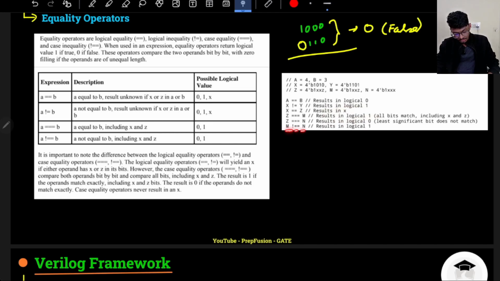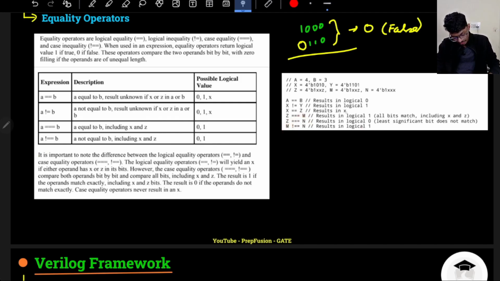What about m not equal n? It will result in logical 1. So here I have this m, that is 1xxz, and this is xxx, right? So this is the last operator, that is case inequality. So it will check exactly all the bits, and even if one of the bits is not equal, it will result in logical 1.